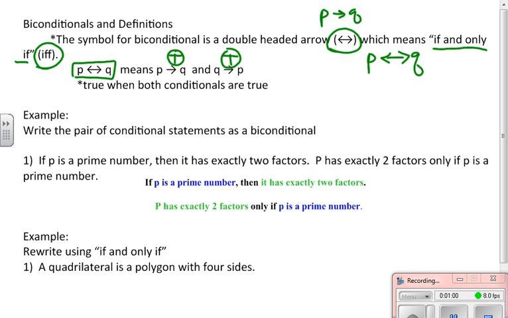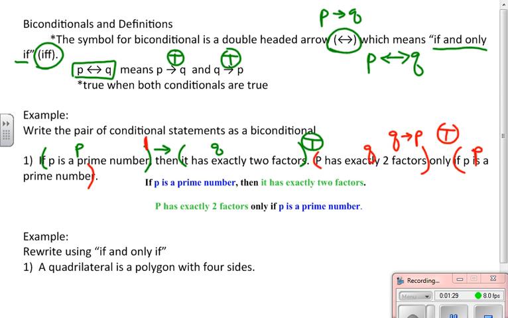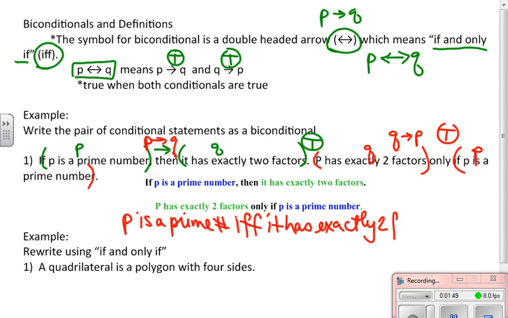So for example, if P is a prime number, then it has exactly two factors. So here's my P, and here's my Q. That is a true statement. If I look at its converse, P has exactly two factors, if it's a prime number, there's my P. So this is Q implies P, and that's true. And this one was P implies Q. Since they are both true, I can combine them into a single statement that says P is a prime number if and only if it has exactly two factors.